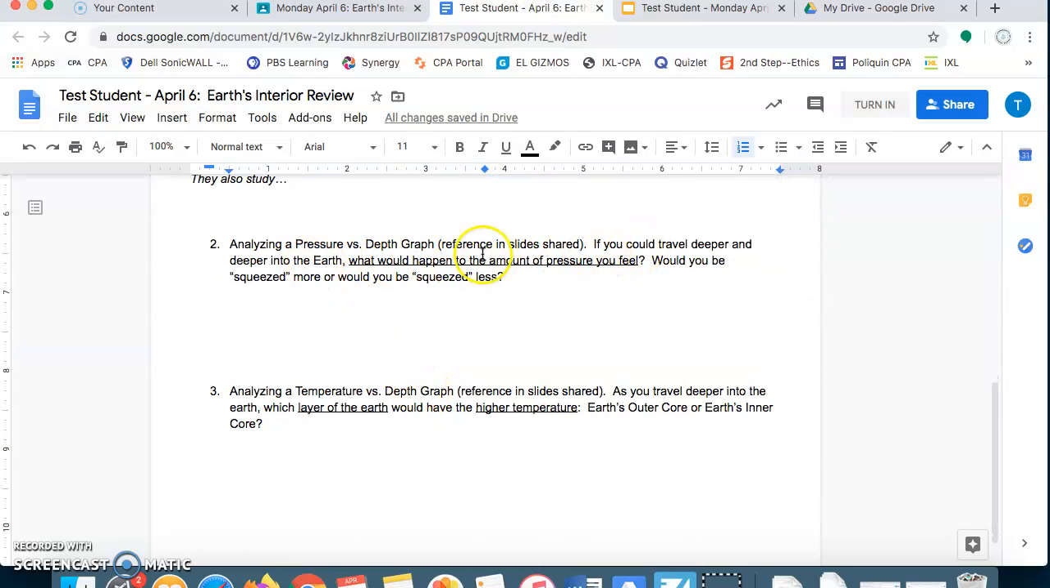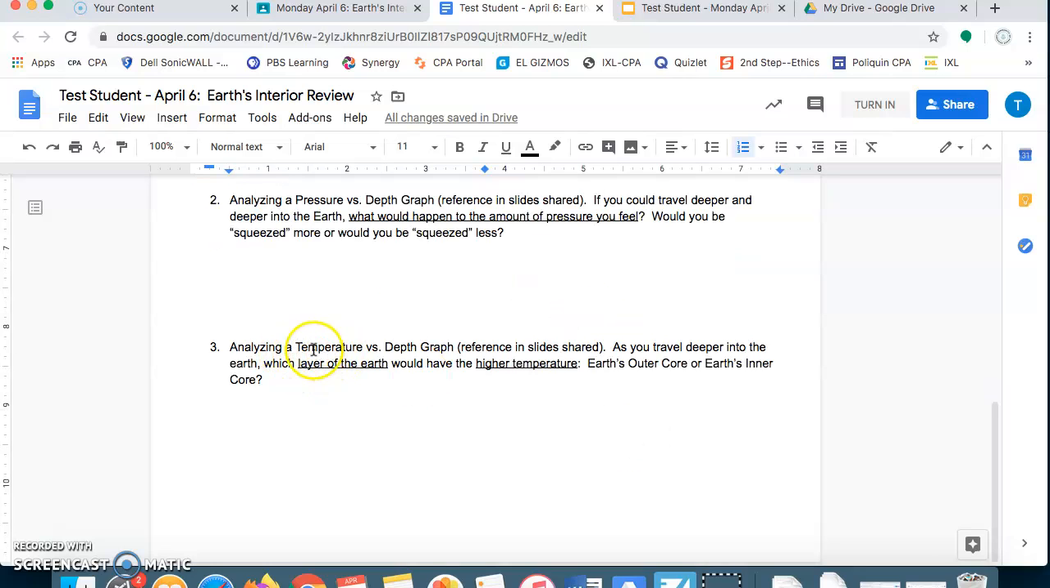So, analyzing pressure for its depth. Using that, you can answer number 2. Now, number 3, you want to analyze a temperature versus depth graph. As you travel deeper into the Earth, which layer of the Earth would have the higher temperature? Earth's outer core or Earth's inner core?